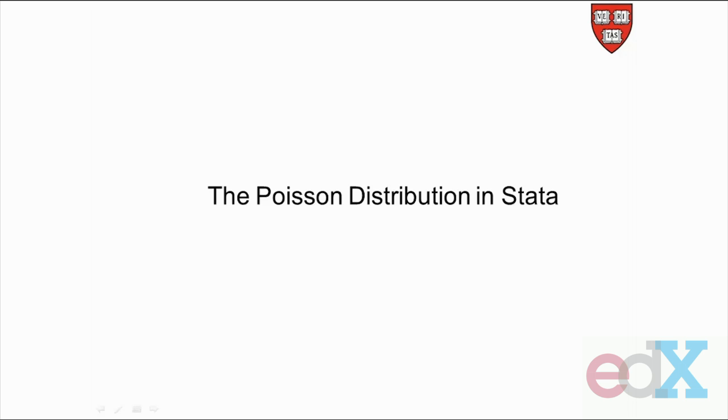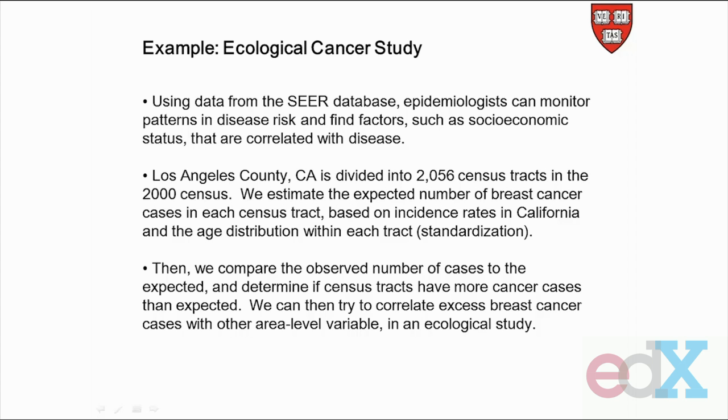In this exercise, we're going to learn how to do calculations with respect to the Poisson distribution in Stata. The example we're going to look at is an ecological cancer study using data from the United States. In the United States, there are big cancer registry databases where the observed number of cancer cases within a geographical unit are recorded. So we have the observed number of cancer cases within a census tract.